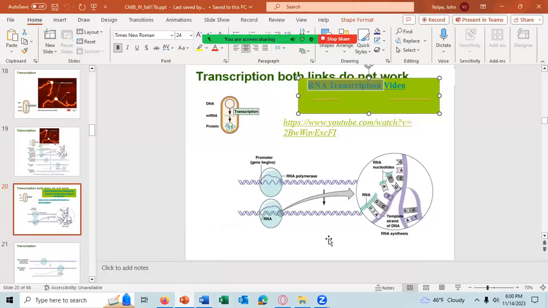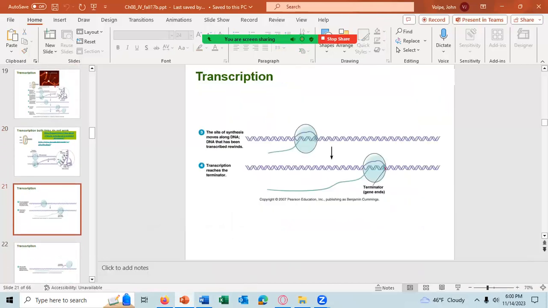All right, so let's go through RNA transcription. Transcription begins when the RNA polymerase binds to the promoter, and then the RNA polymerase moves down the DNA. Obviously, helicase makes it single-strand DNA, and then the RNA polymerase moves down the DNA and transcribes the RNA.